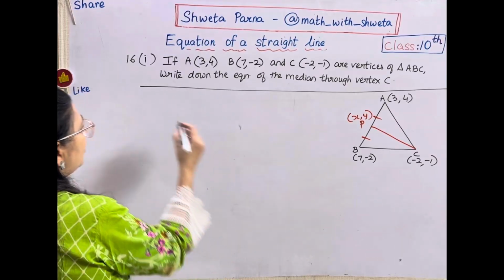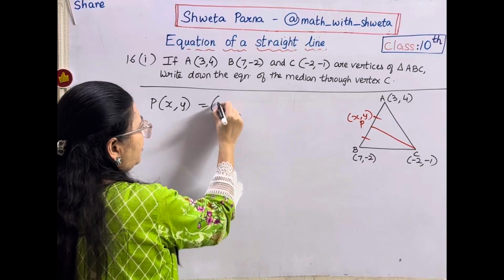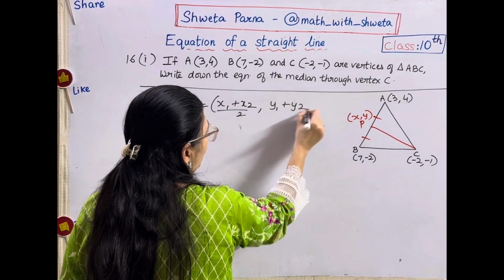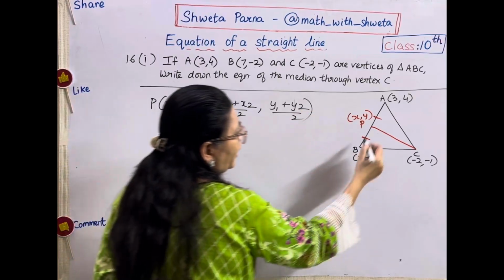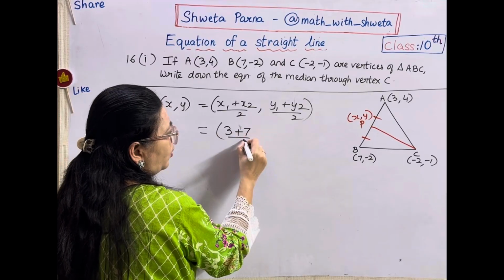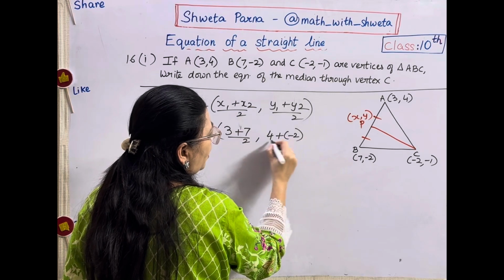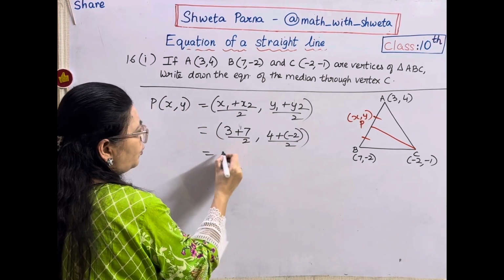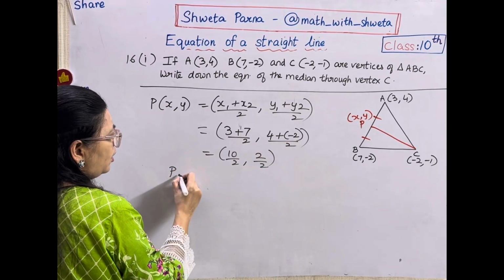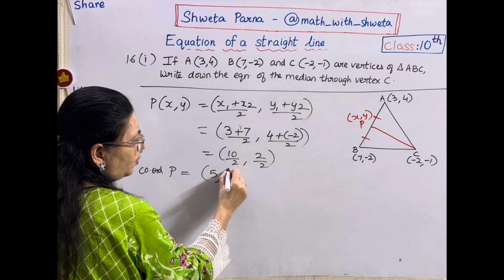Okay, let's do this. So, P(x, y), you will use the midpoint formula which is x1 plus x2 upon 2 and y1 plus y2 upon 2. Now, since you are taking this point, let x1 be 3. So, 3 plus 7 upon 2 and y1 would be 4 plus minus 2 upon 2. So, this would be 10 upon 2 and 2 upon 2. So, what is the coordinate? The coordinate of P would be (5, 1).